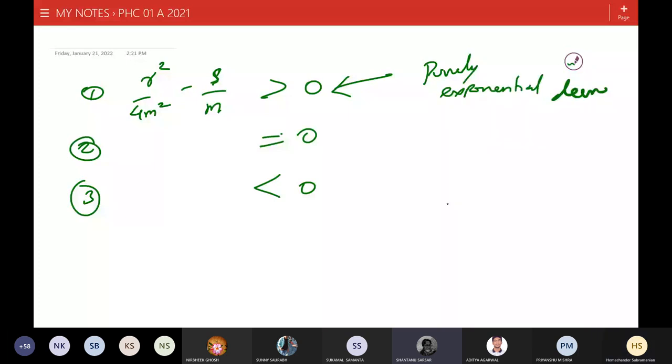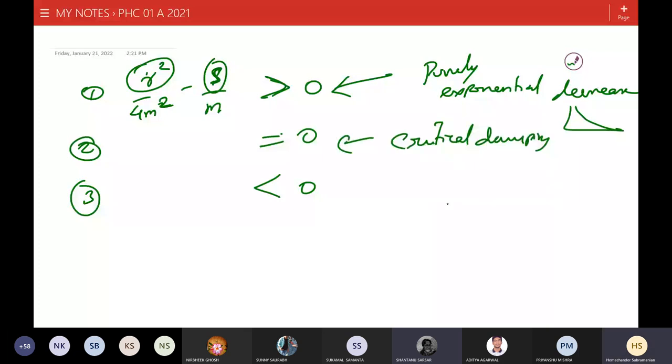Decrease, right? When R squared over 4m squared minus S over m is large, which means that your R is large compared to the K, then the system goes back to equilibrium without oscillating. That's what we saw. It's a purely exponential decrease. Okay. In the second case, this is called critical damping.